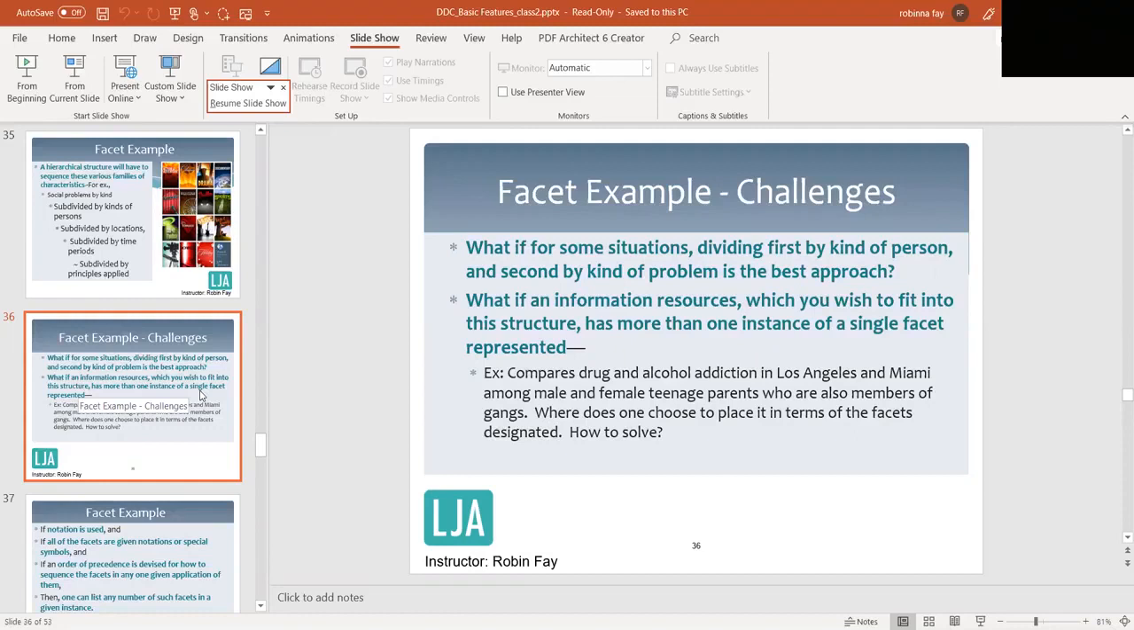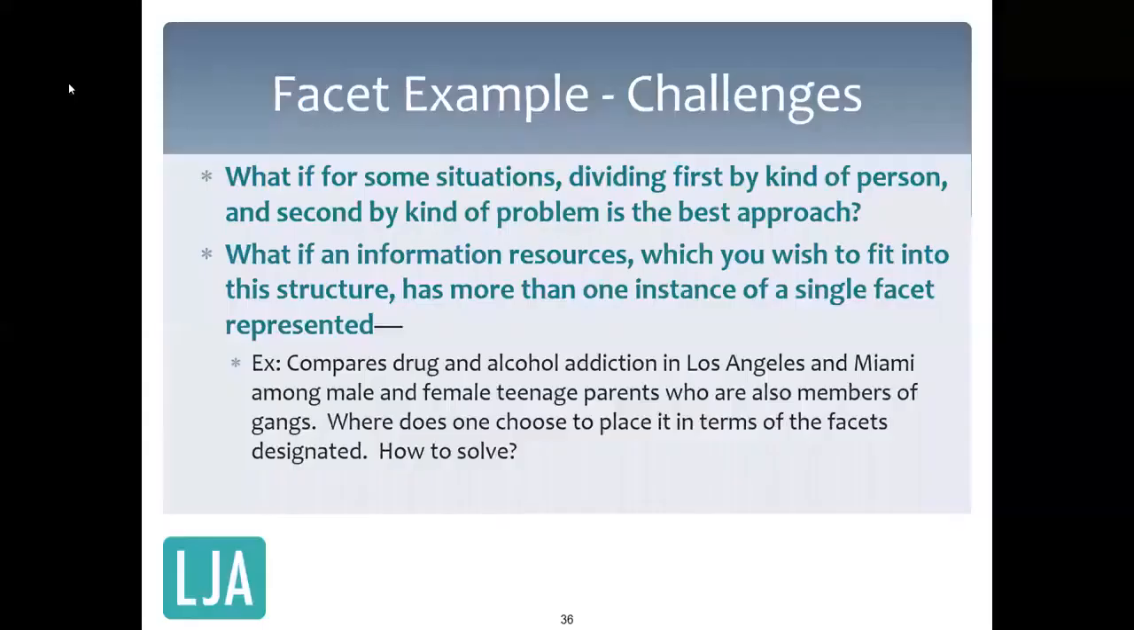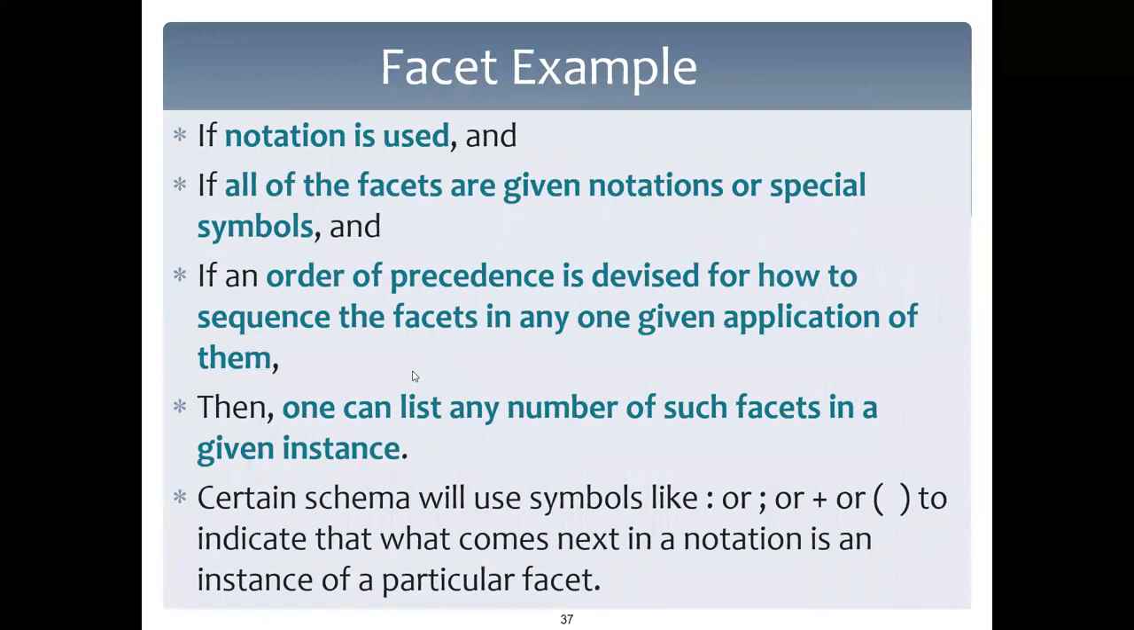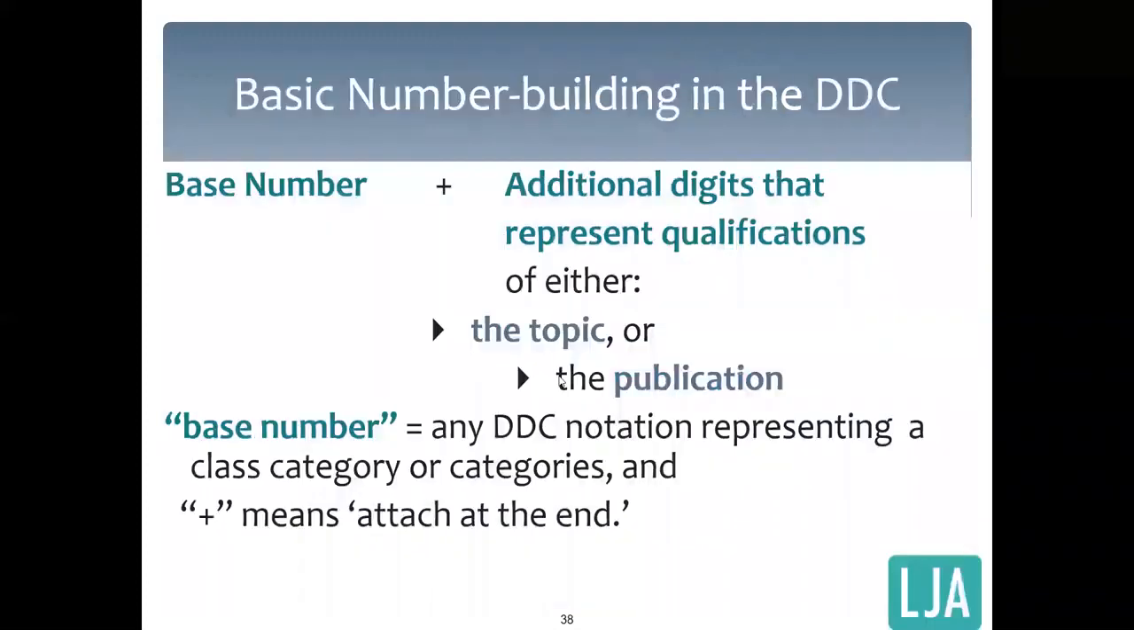So you can see where the issues would be in terms of looking at this kind of facet. So, things that you're going to look at and think about. If the notation is used, if all the facets are given notations or special symbols, the order of precedence, in terms of what the sequence is, and then of course you're looking at how you can list any number of facets in an instance. So you're looking at how all of that's going to fit together.